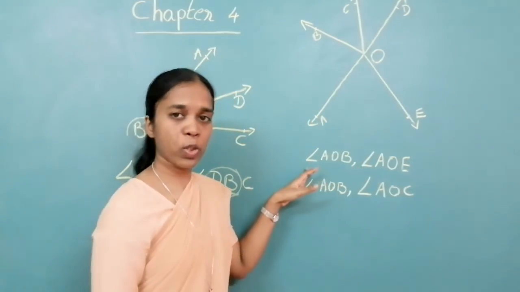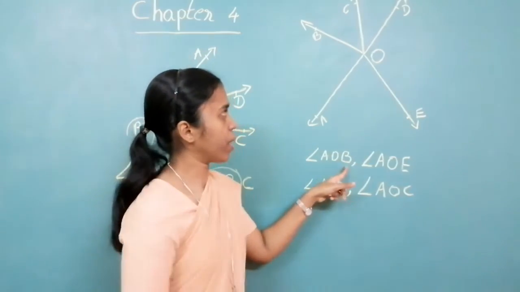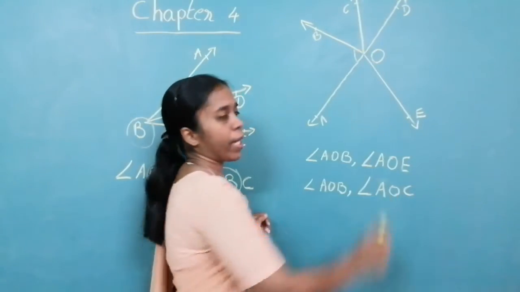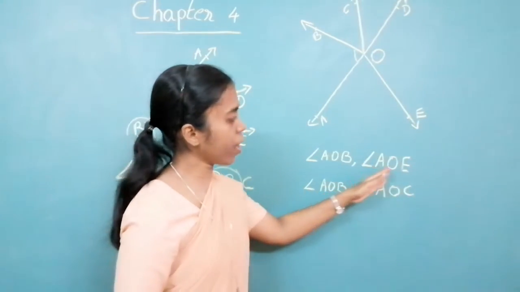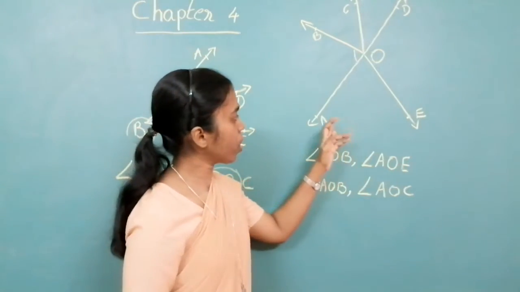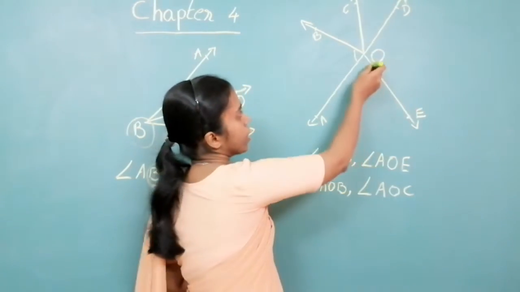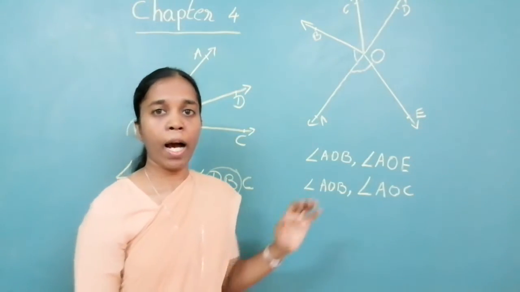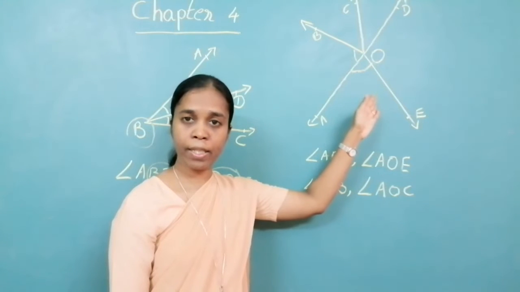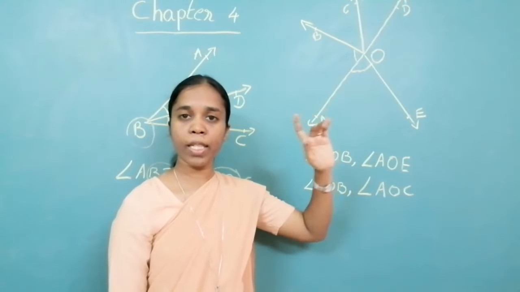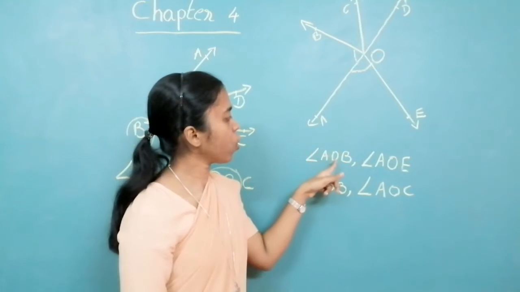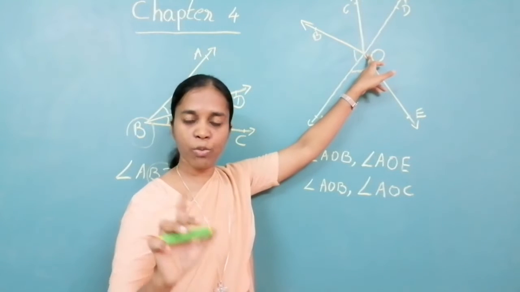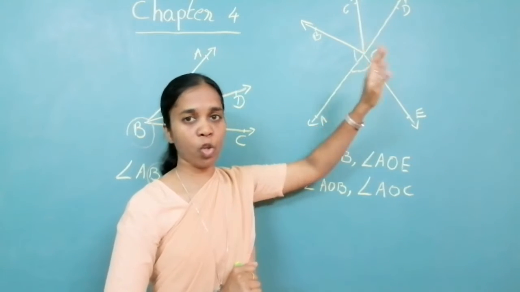I have written two pairs over here. Angle AOB. Look at angle AOB. So this is the angle that I have mentioned. Angle AOB and AOE. Where is my AOE? This is the next angle that I have mentioned. Are these two angles adjacent angles? How do I check it? Check whether they have a common vertex. AOB, AOE. Okay, their vertex is O. So the first point is right. Both of them have the common vertex.